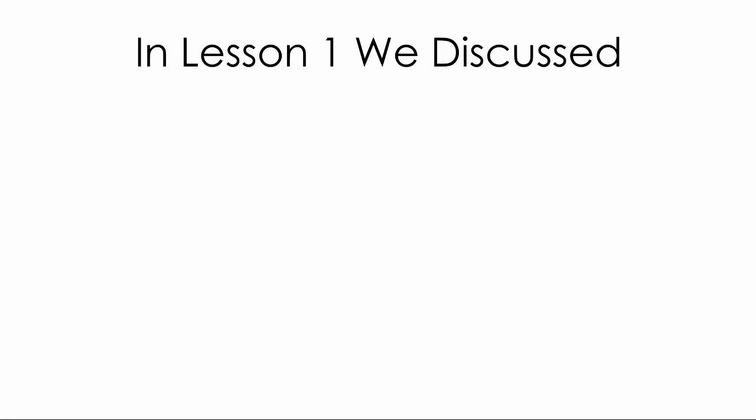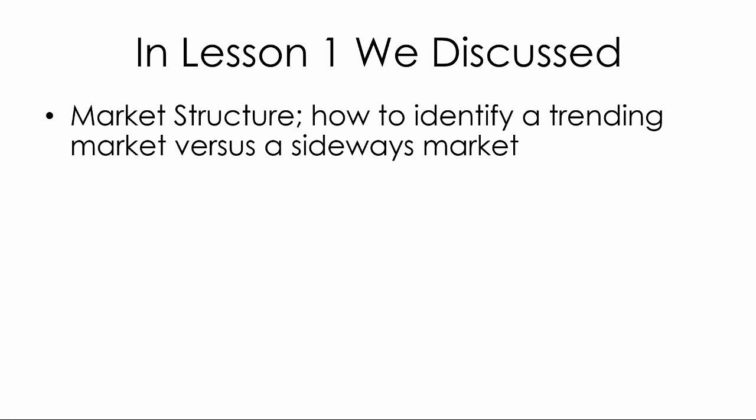Okay, gang, welcome back. Before we get started on our Lesson 2 discussion, I just want to do a quick recap on what we covered in Lesson 1. In Lesson 1, we talked about market structure, and specifically how to bring an objective way to determine the trend. We talked about support and resistance, how support is an area of over demand where buyers have stepped in the past.